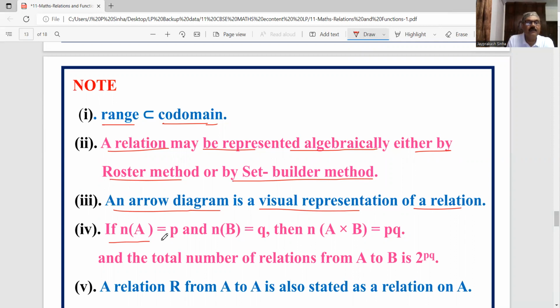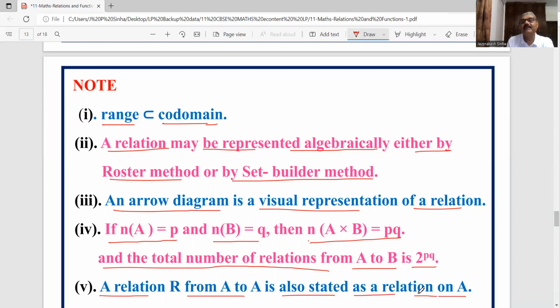And if the number of elements in set A is P and the number of elements in set B is Q, then the number of elements in the Cartesian product of A and B will be P into Q. And the total number of relations from A to B is 2 to the power PQ. Correct? A relation R from A to A is also stated as a relation on A. Okay, so it is not necessary that you always take the relation from two different sets. No, we can define a relation between the same set also, meaning A cross A.